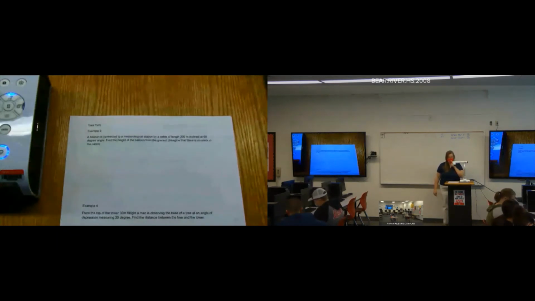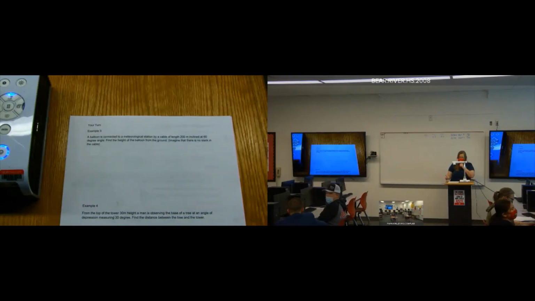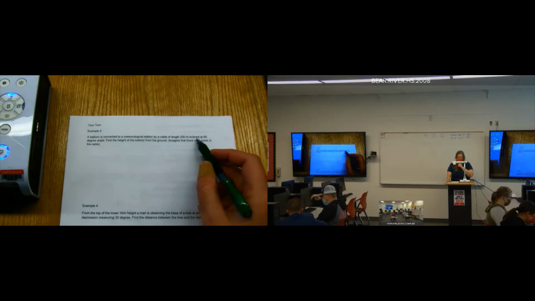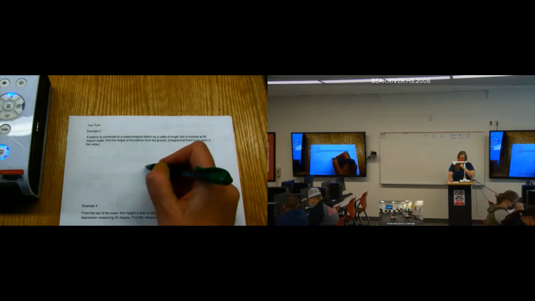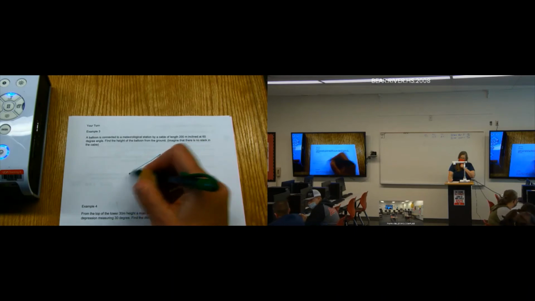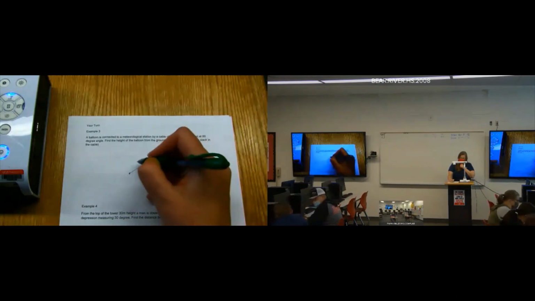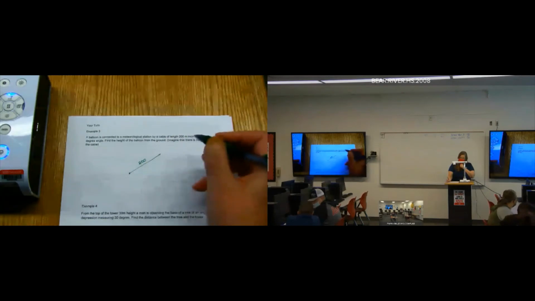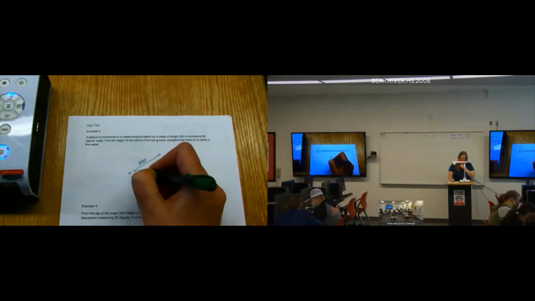Anyway, here we go. Let's do the next one. A balloon is connected to a meteorological station. I can't say that word. By a cable that is 200 meters inclined at a 60-degree angle. So here's the station. A balloon is up there in the air, and this cable is 200 meters long, and the angle is a 60-degree angle.